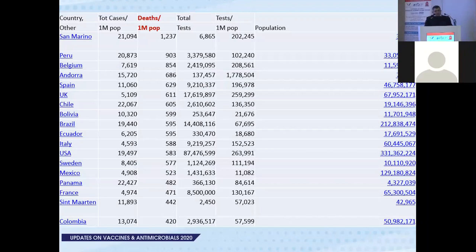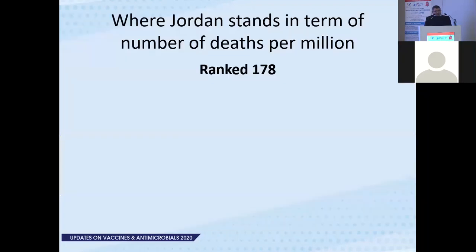If you look at the number of deaths per million, you see countries like San Marino, a small country, and then Peru, Belgium, Andorra, Spain, UK, Chile, and thank God, none of the countries in our region are within the highest mortality per million. So I encourage that we work on showing the numbers per million or per 100,000, as we do, rather than the actual number of cases. In terms of deaths per million in Jordan, our situation is good.